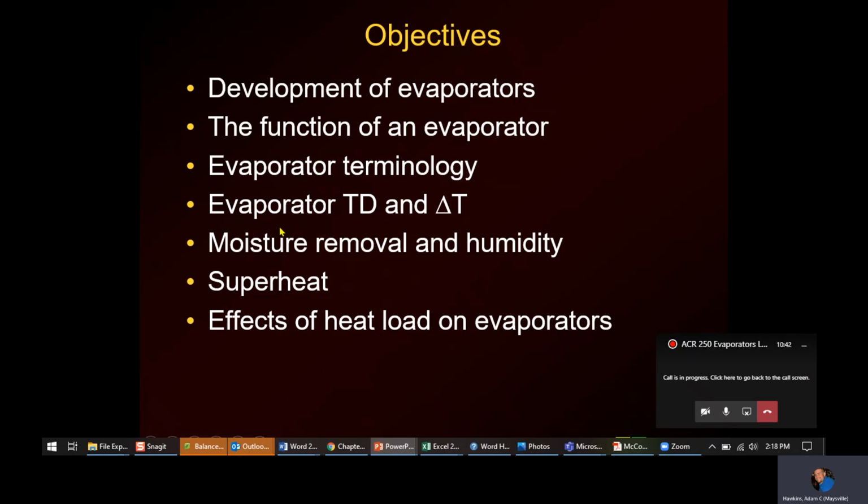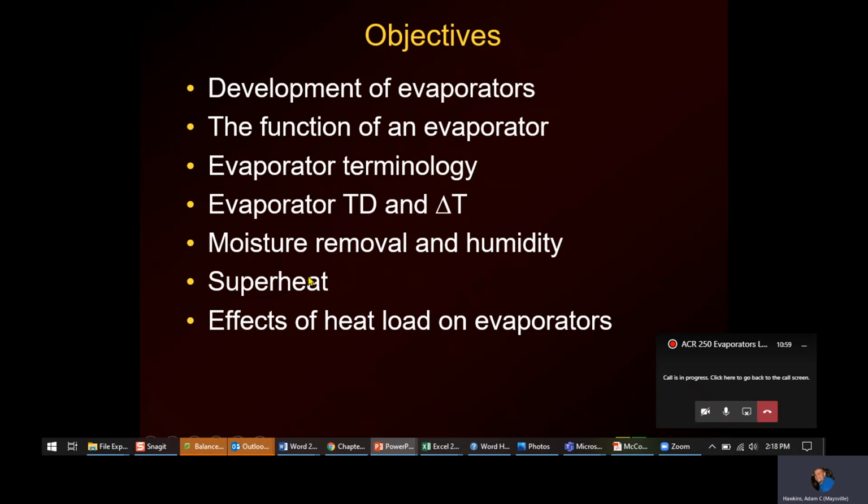So supply air and return air compared to each other. How much colder is the supply than the return? How much temperature am I removing? And then how much moisture am I removing as well? Which is a little harder to calculate because you can't just put a thermometer on it and calculate moisture.